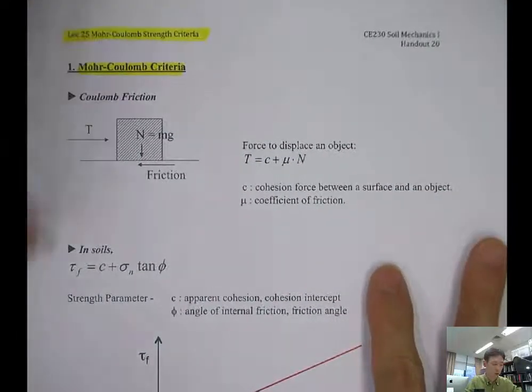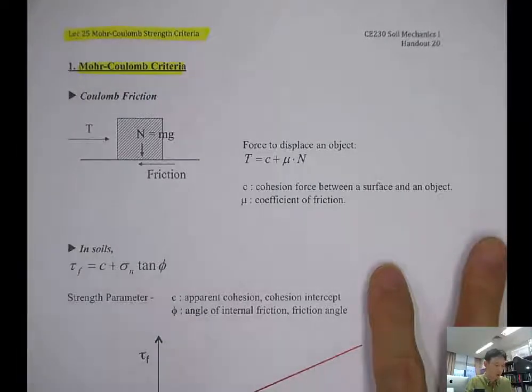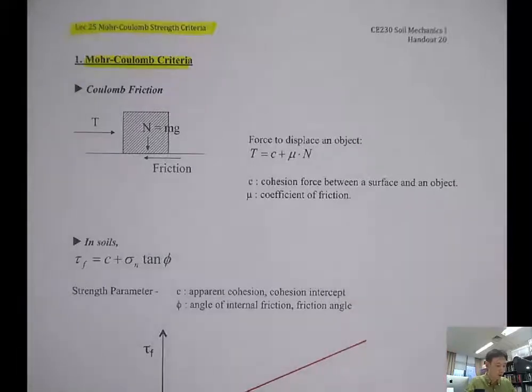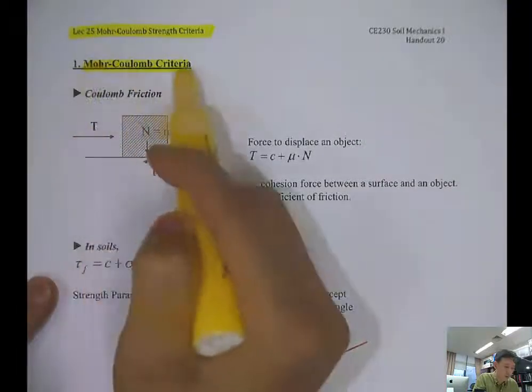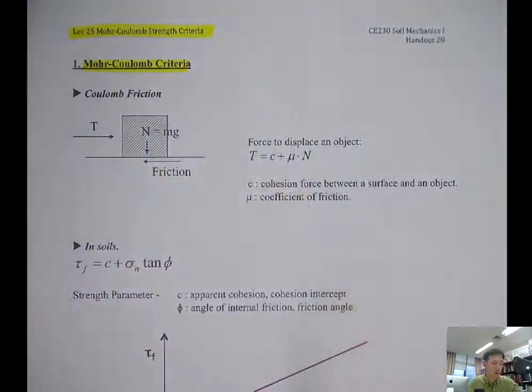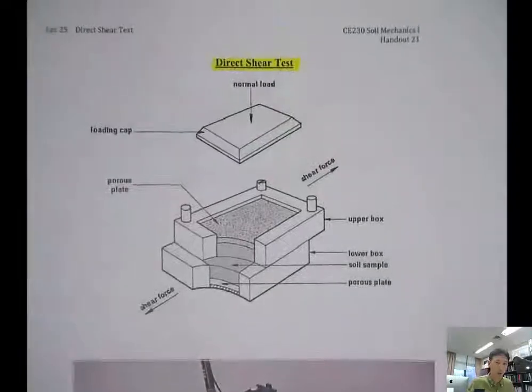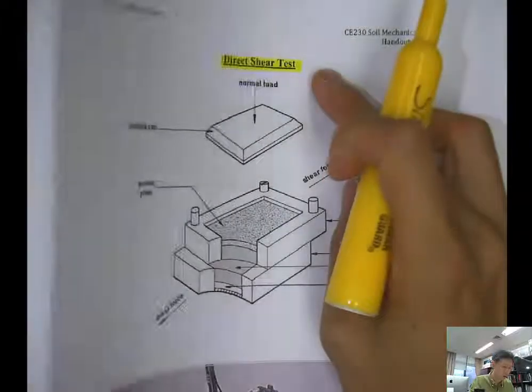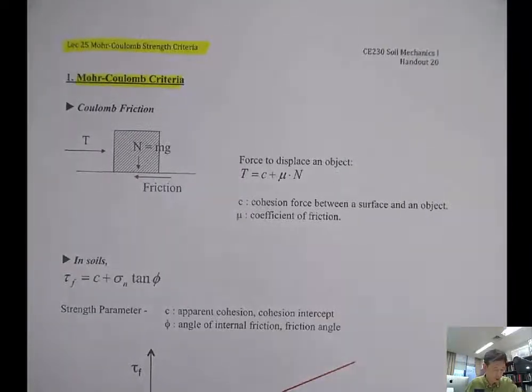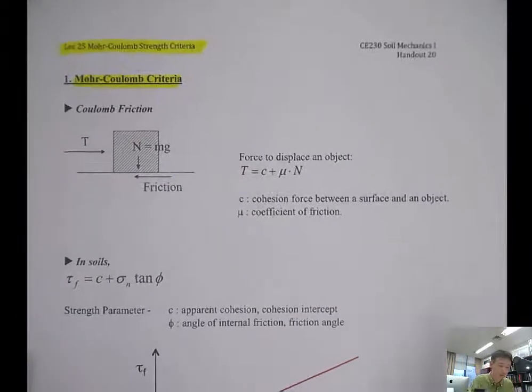Hello everyone, welcome to lecture 25, the Mohr-Coulomb strength criteria. Today we're going to talk about the Mohr-Coulomb criteria, which is a strength criteria that we use in soil mechanics. The second topic is the direct shear test. These are the two topics that we will talk about today. Let's begin with handout 20.